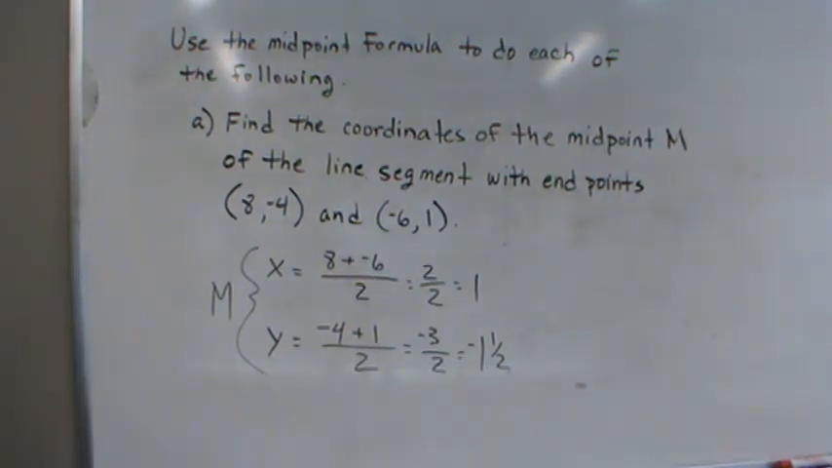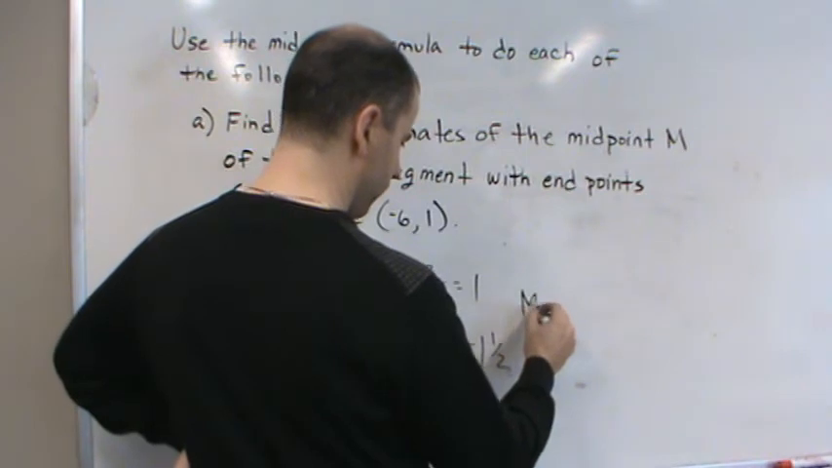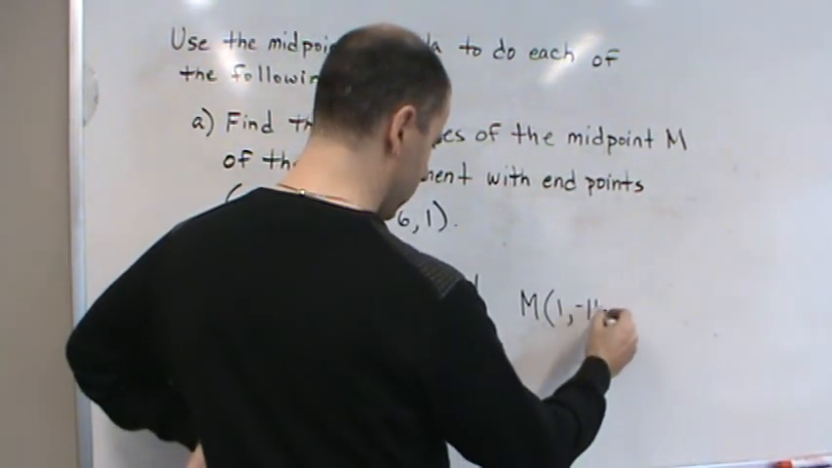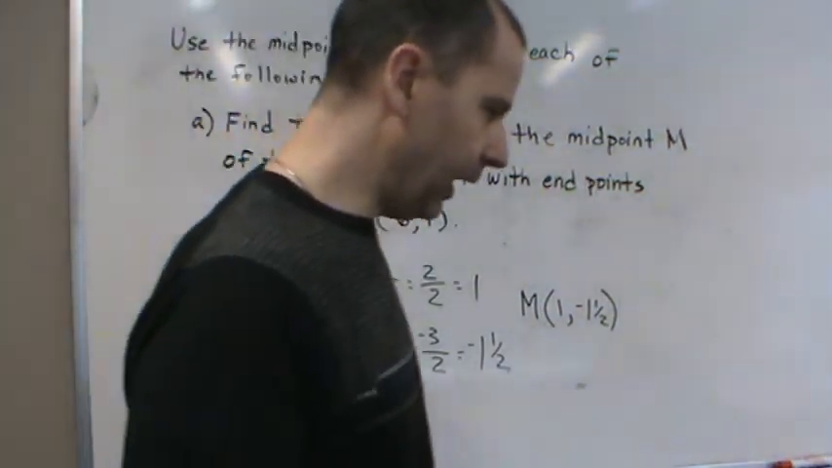Okay, and so that's it. So we know that our midpoint M is going to be 1 comma negative 1.5. And that's it.